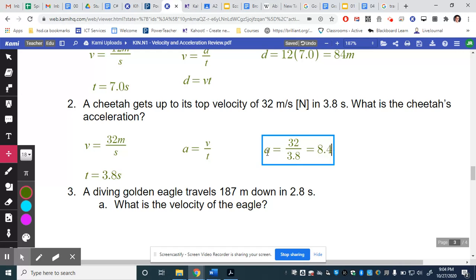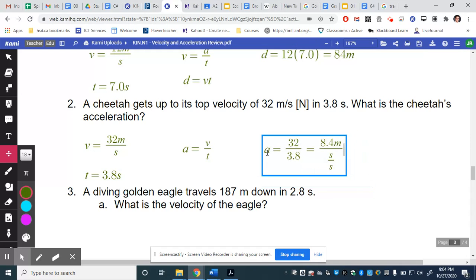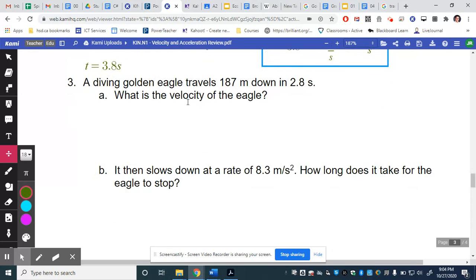8.4, and this was meters per second, and the way I like to do that is 8.4 meters per second squared. Equals 8.4 meters per second squared. That's how I like to do it. Very good. Diving golden eagle.